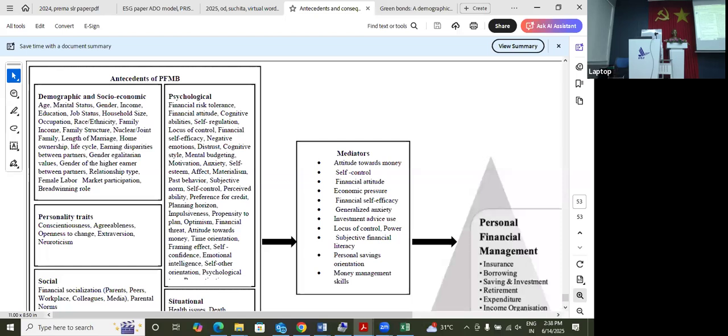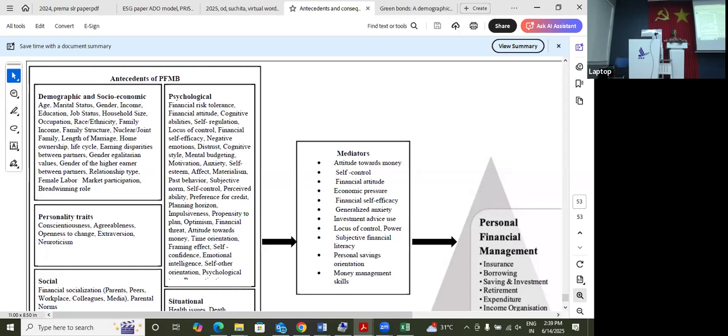Please remember this. In the previous papers, the data that you have extracted from Scopus, those are the previous papers. So in those papers, what are the mediators and moderators that have been used? This is called a decision. This is another way of writing the ADO model.